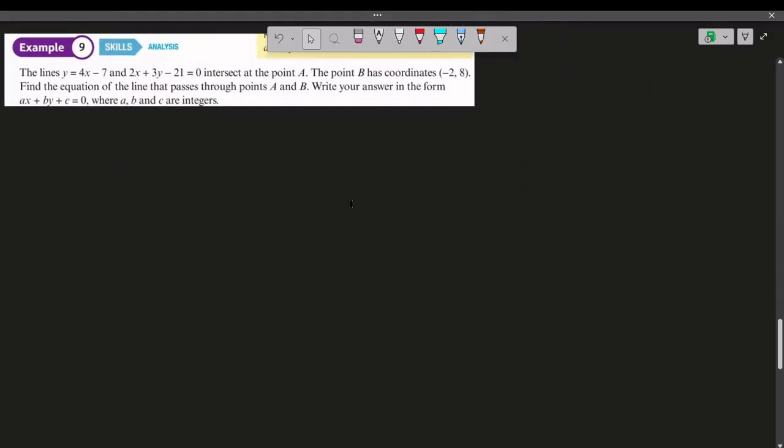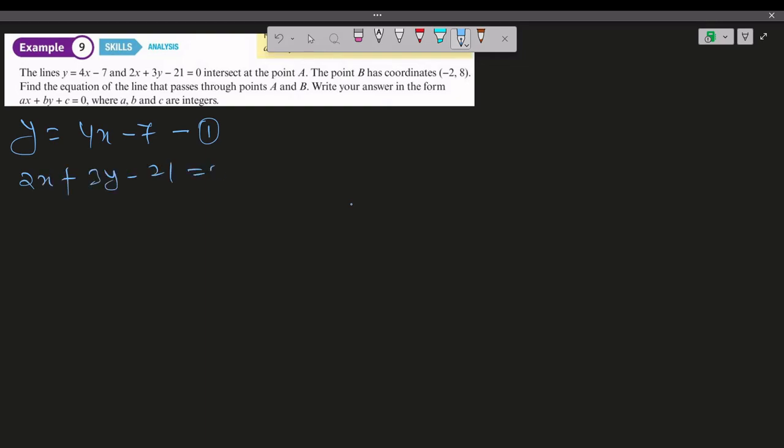Yes, so this is the question where the two lines intersect at point A. Okay, so there are two lines. Let us write the equation. y equals 4x minus 7 is line number 1, equation number 1. And the other equation is 2x plus 3y minus 21 equals 0, this is line number 2. They are two lines, and what we need is the point of intersection. The process to find the point of intersection is to solve line number 1 and equation number 2 simultaneously.